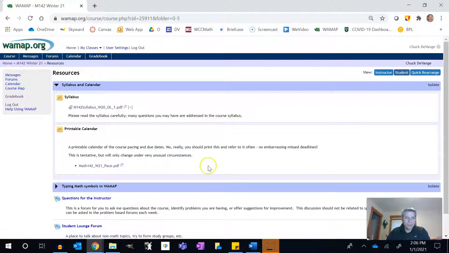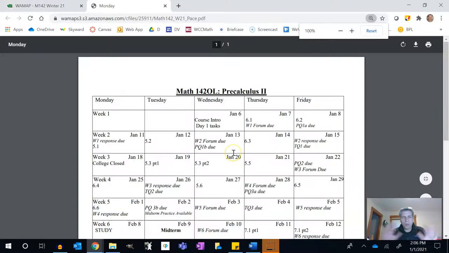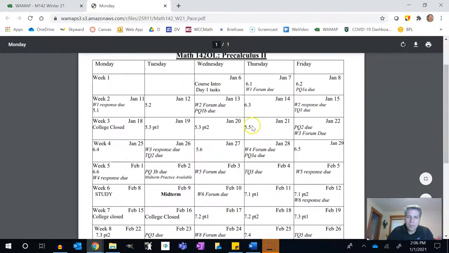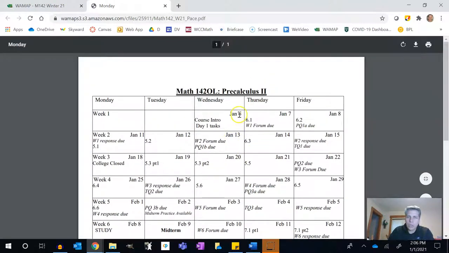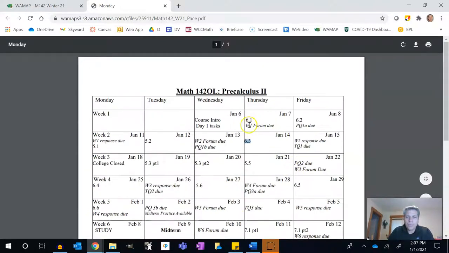Still in resources. Printable calendar. So this is something that I really suggest you print. If I open this up, this is the whole course. So you can see a couple things on here. First day is January 6th. Course intro is this video, and there's some day one tasks to do. A couple things I put on here. 6.1, 6.2, anything that looks like that, that will be the section that the lecture is on for that day. Anything that's italicized is due on that date. So we have a week one forum due on Thursday.